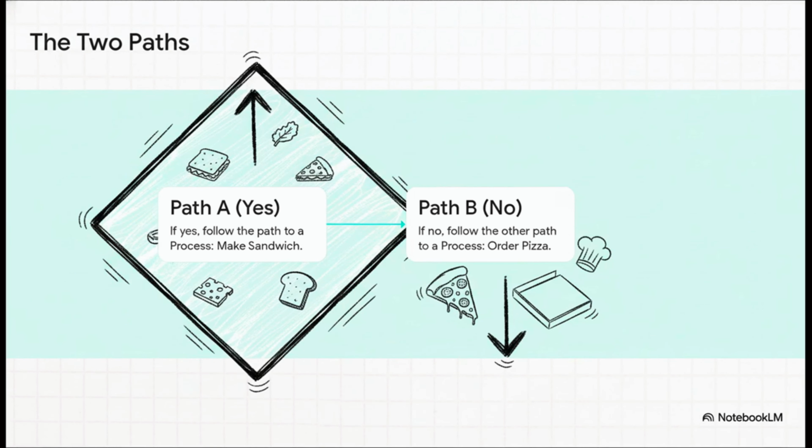And this is where that diamond really shines. It has 2 doors leading out of it, a yes door and a no door. If the answer is yes, I have bread, we follow that path to a process rectangle that says make sandwich. But if the answer is no, we follow the other path to a completely different process, order pizza.